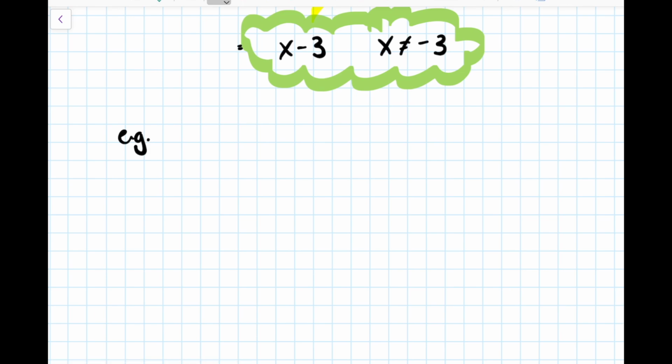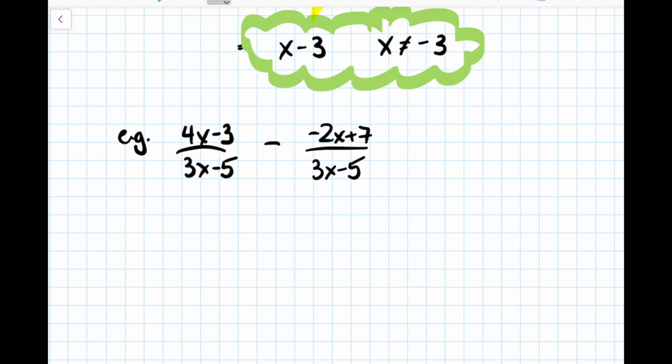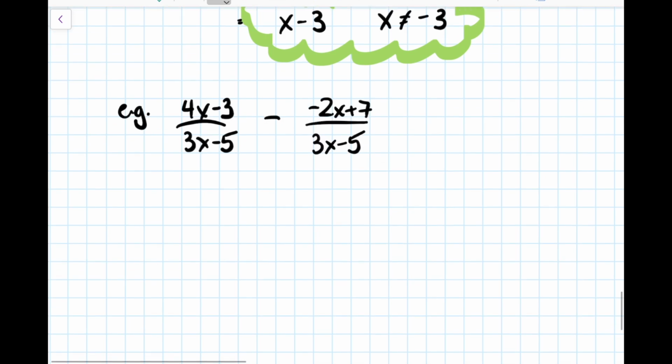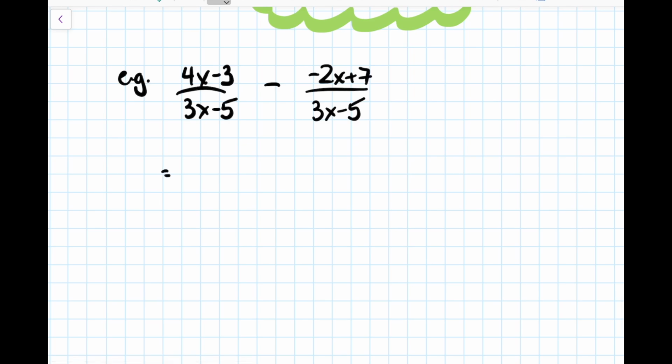Let's look at another one. So we've got 4x minus 3 over 3x minus 5 minus negative 2x plus 7, still over 3x minus 5. So subtracting really carefully, 4x minus negative 2x. I'm going to skip some steps here and just do the subtraction in my head. If you subtract a negative, that's adding. So this is going to become 6x, right? 4 minus negative 2. And then we've got negative 3 minus positive 7. So that's going to be negative 3 minus 7, which is going to get me minus 10.